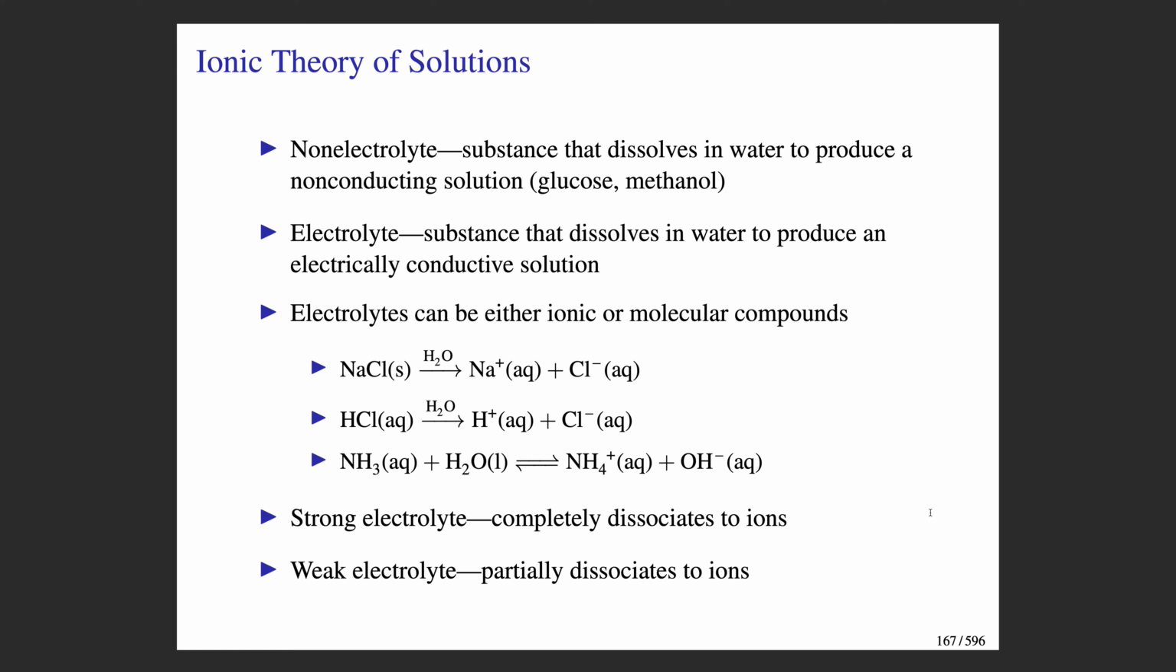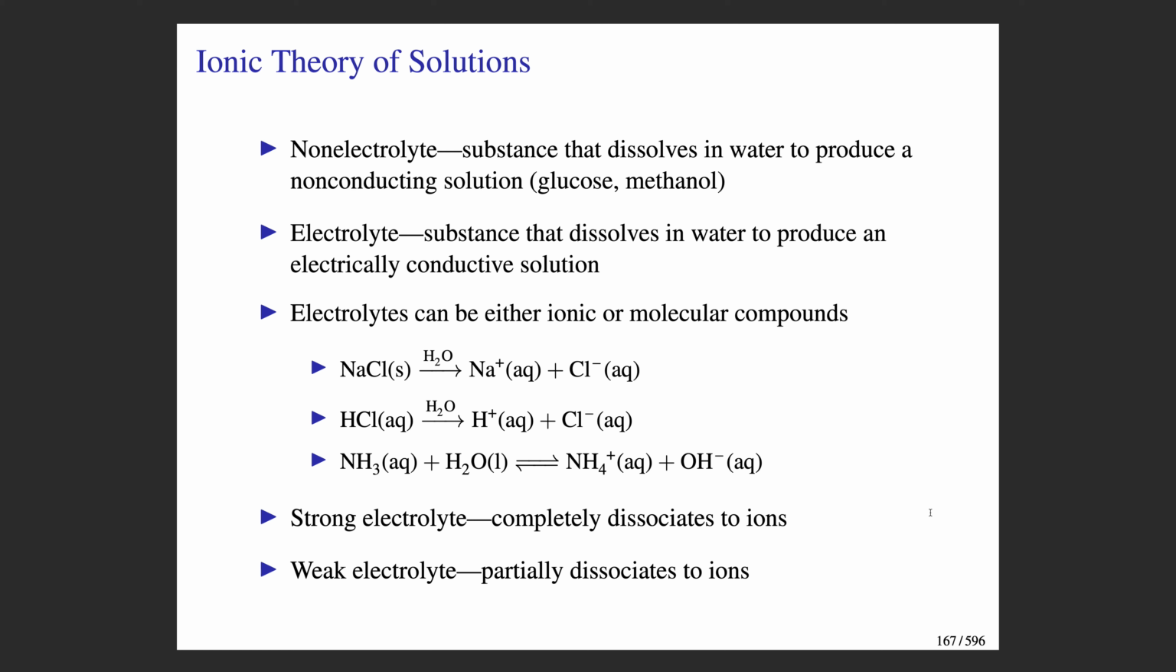Examples of that would be some different types of sugars, for example, glucose, or alcohols like methanol and ethanol. These are substances that dissolve readily in water, but they do not produce ions, and so they are considered to be non-electrolytes. Electrolytes, however, do produce ions in solution, and these ions are capable of transmitting electric charge as they move through the solution. So electrolyte solutions conduct electricity.